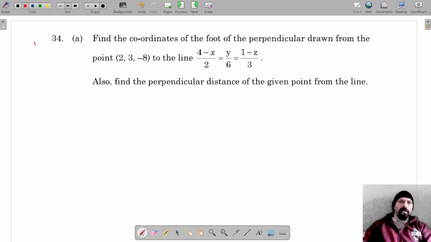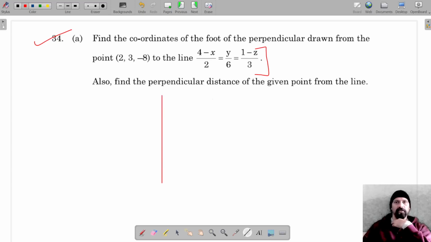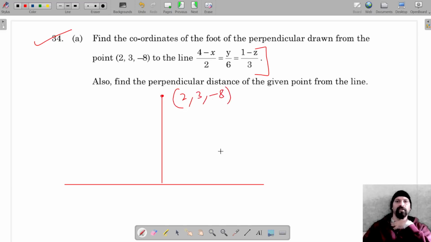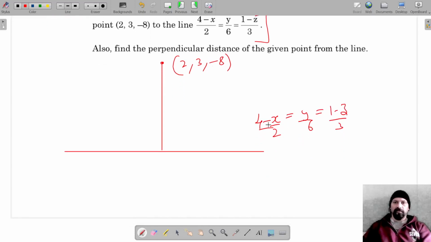Okay, for question number 34, part A, we have to find the coordinates of the foot of the perpendicular drawn from the point 2, 3, -8 to this line. The equation of the line is given in the Cartesian form. So let's visualize this problem first. Let's say this is the perpendicular drawn from the point 2, 3, -8, and this is the given line with the given equation. This is 4 minus x by 2 is equal to y by 6 is equal to 1 minus z by 3. Now let's get this in the standard form.